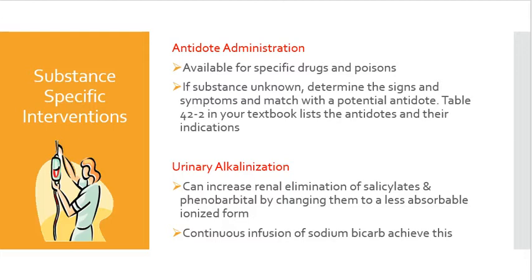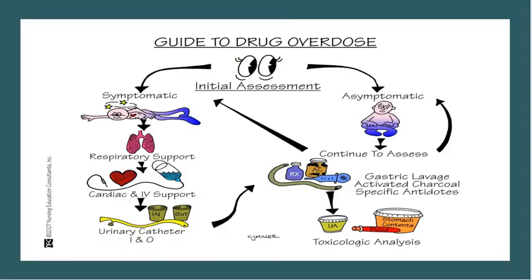Urinary alkalinization can increase renal elimination of salicylates and phenobarbital by changing them to a less absorbable ionized form. Continuous infusion of sodium bicarb can achieve this. The next slide is just a picture of a guide to drug overdose, including the initial assessment, whether the patient is symptomatic or asymptomatic, and exactly what we're going to do about that.